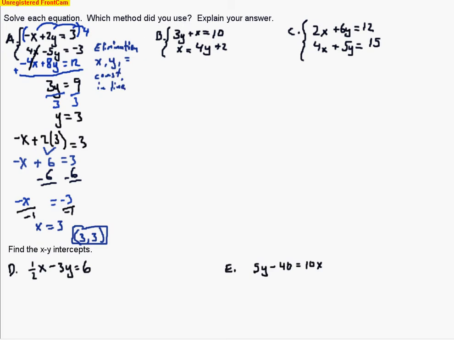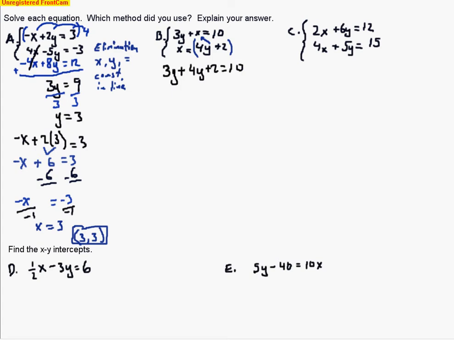Looking at the next one, though, I'm going to use substitution. And look, x equals 4y plus 2. So I'm going to take that 4y plus 2 and just put it in place of that x. That's the quicker method this time because I don't have the x's, y's, constants, and equal signs all lined up. So I go ahead and do that, and I've got a 3y plus, but in place of x, I'm going to put the expression 4y plus 2, and this all equals 10.